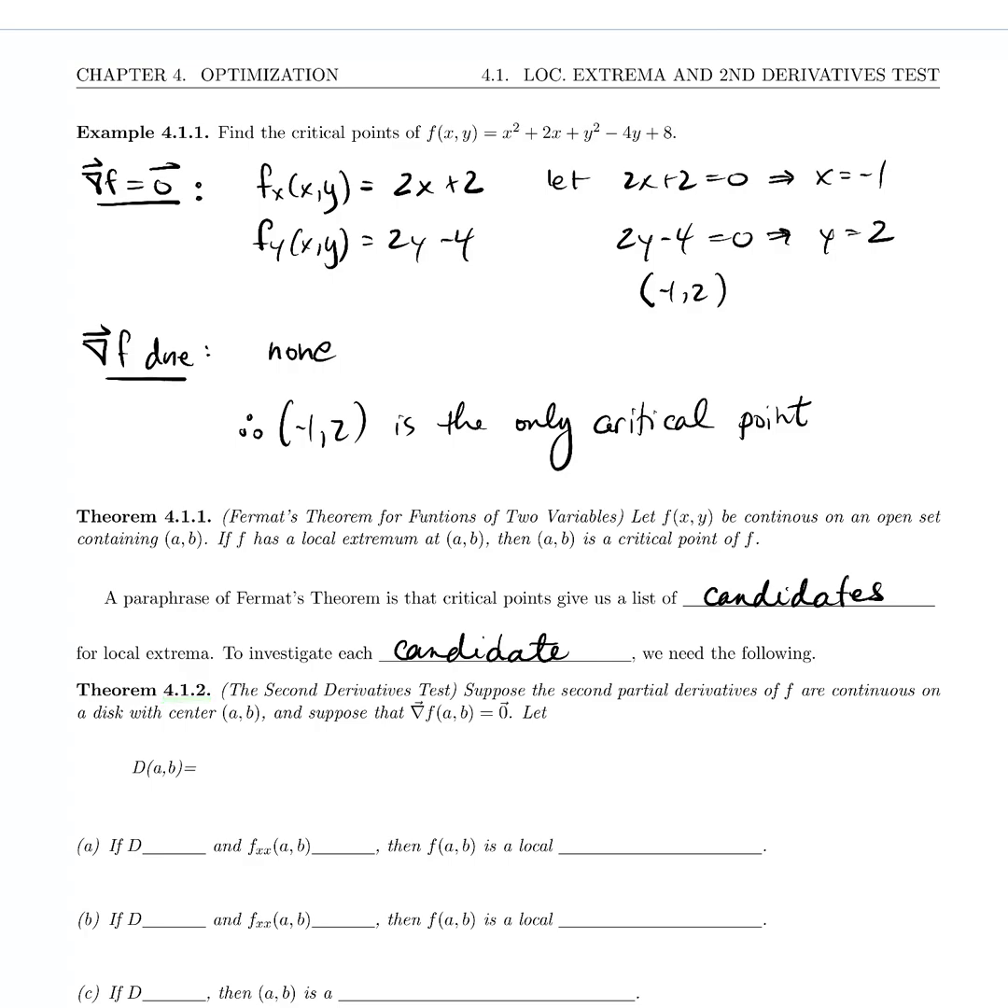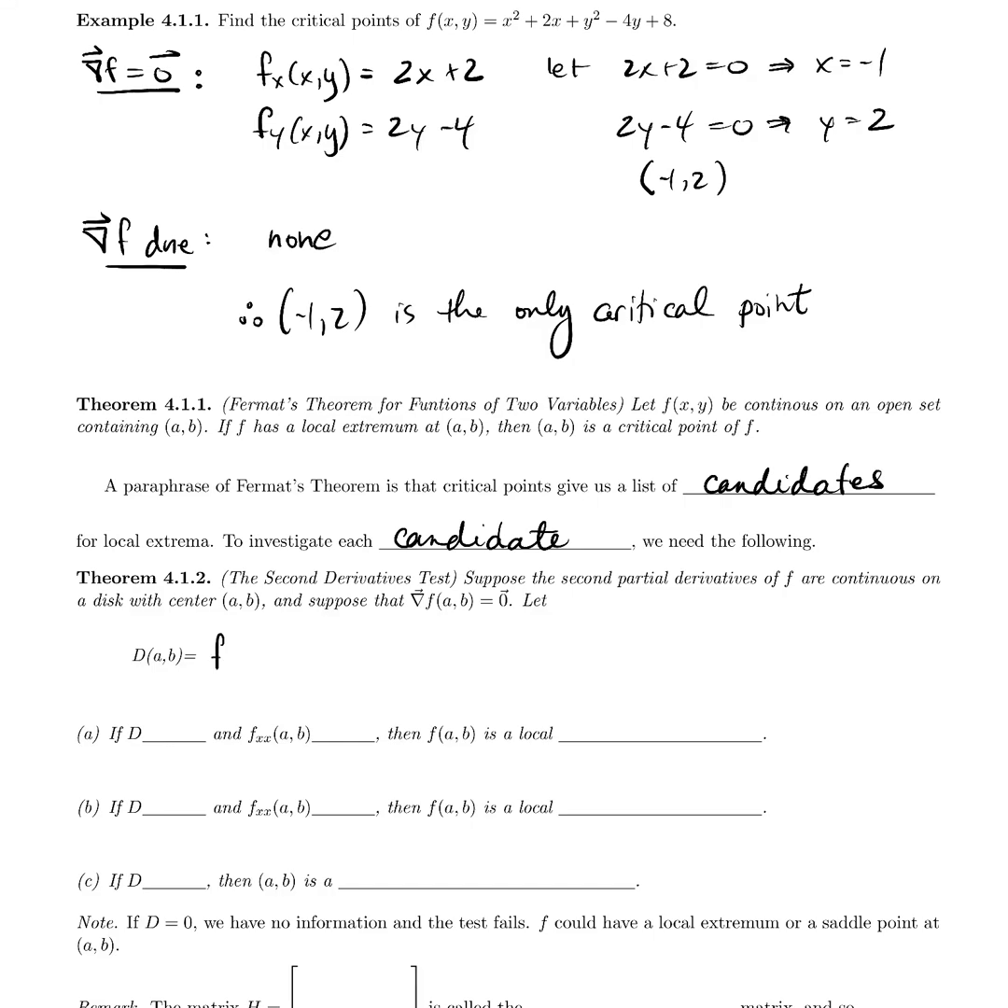Theorem 4.1.2, the second derivatives test. Notice there is an s, because we are in functions of two variables, we have multiple second partial derivatives. Suppose the second partial derivatives of f are continuous on a disk with center (a, b), and suppose that the gradient of f at (a, b) is 0. Let D of (a, b) be the following: f sub xx of (a, b) times f sub yy of (a, b) minus f sub xy of (a, b) squared.